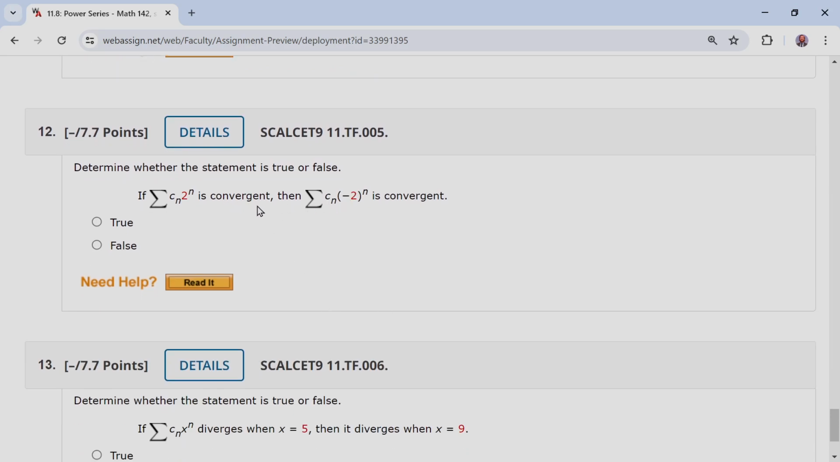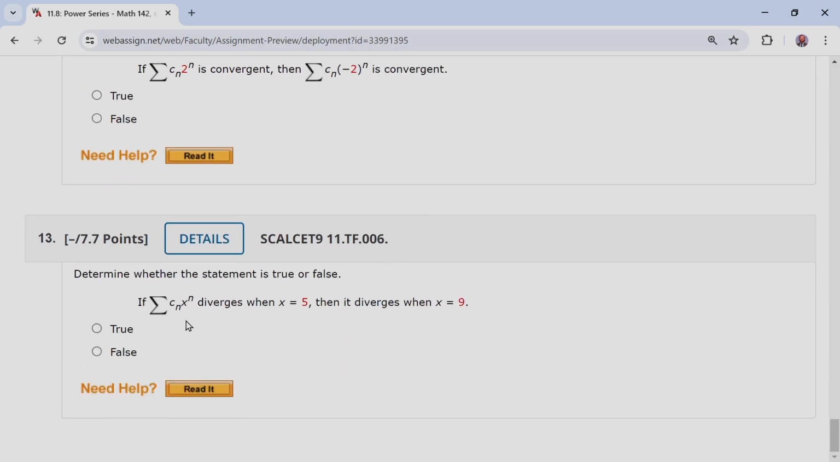This, though, is not necessarily true because here we're an equal distance away from the center, and here we could be talking about endpoints. And as we've seen before, sometimes one endpoint is included and not the other. And so this is necessarily false because these are the same distance away from the center, and as a result, you might have one side being alternating, one side not, and then the one side converges and the other doesn't.